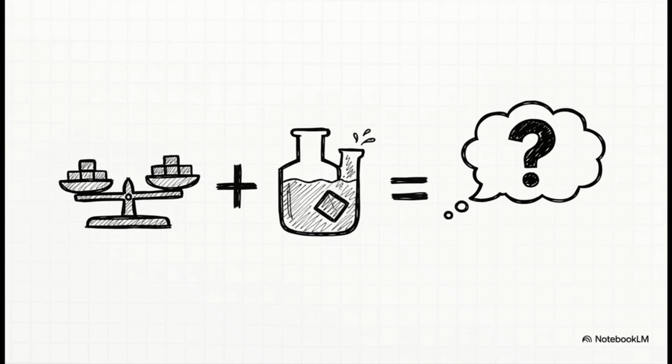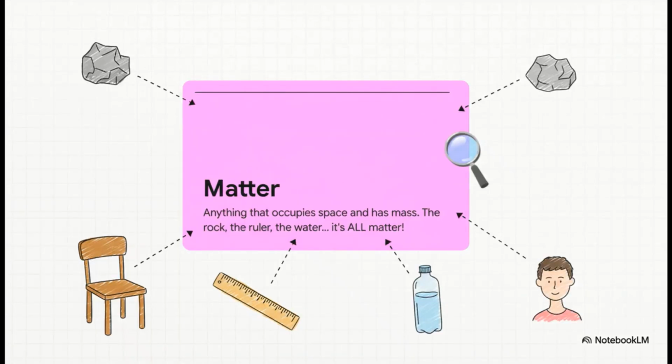Every single thing that we can see and touch has mass. It has some amount of stuff in it. And every one of those things also has volume. It takes up space. So, what do we call anything that has both of these properties? We call it matter. That's it. That's the big secret. Anything, literally anything that occupies space and has mass is called matter.